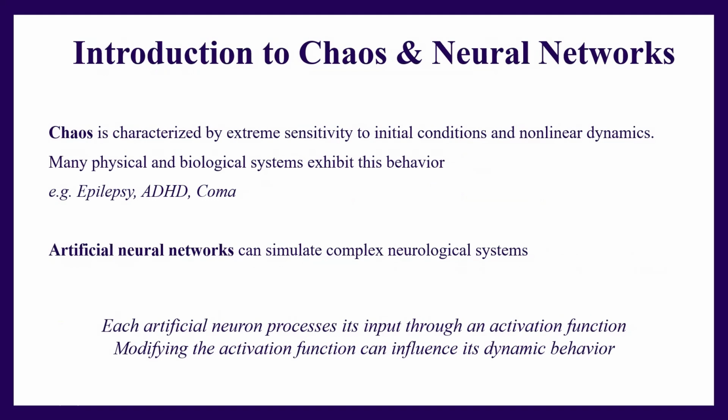Now let's talk about chaos and neural networks. Chaos means that small changes in the initial condition can lead to big differences in outcome. We see chaos in many physical and biological systems, including the brain. The artificial neural networks can simulate this complex neurological system, and each activation function decides how the neuron reacts to input. Obviously, modifying the activation function, we can influence its dynamic behavior.